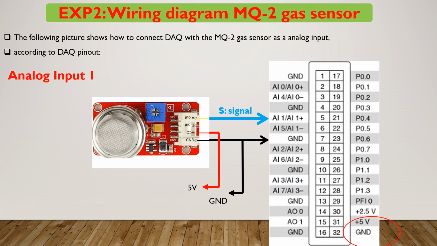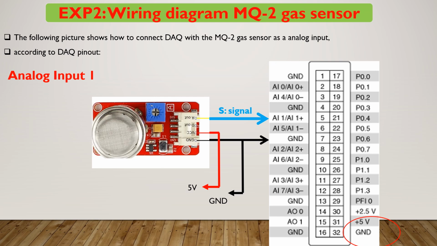Another example to measure the analog input. In this picture you can see I want to connect a gas sensor such as MQ2 to a data acquisition card. The following picture shows how to connect data acquisition with the MQ2 sensor as a gas sensor. According to the picture, in the MQ2 module, we have 2 pins. One pin is for 5 volt as a red line, and one pin as a black one is ground.